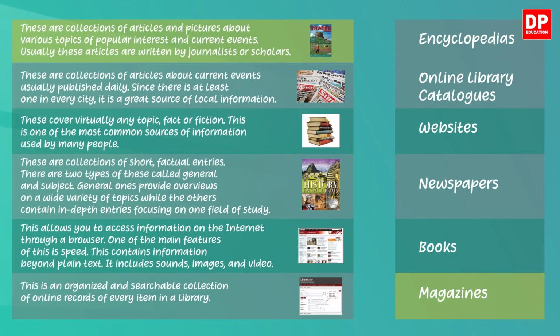Now the second one. The description says, these are collections of articles about current events usually published daily. Since there is at least one in every city, it is a great source of local information. I think you can guess it easily because it's published daily and you can see the picture too. It's newspapers.